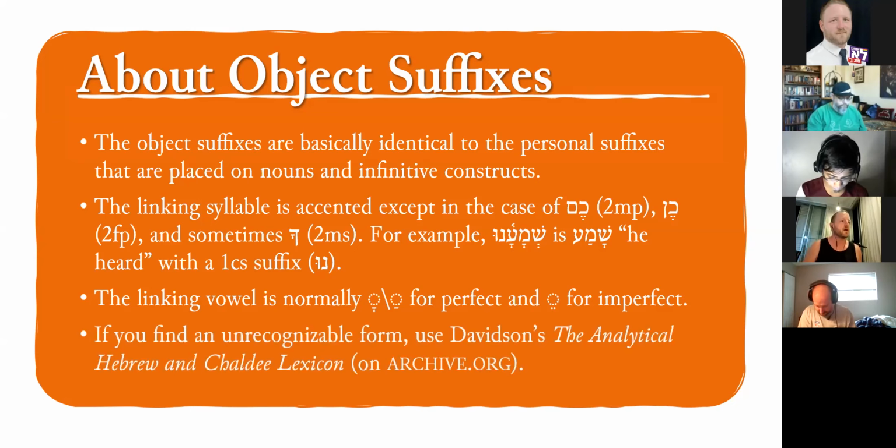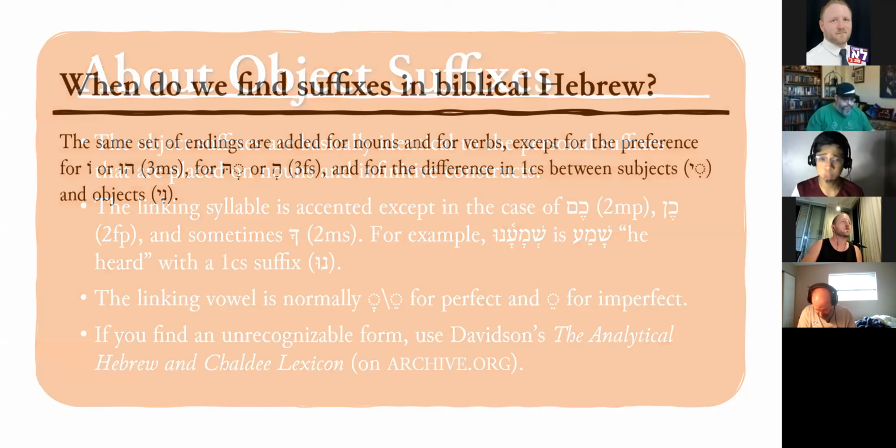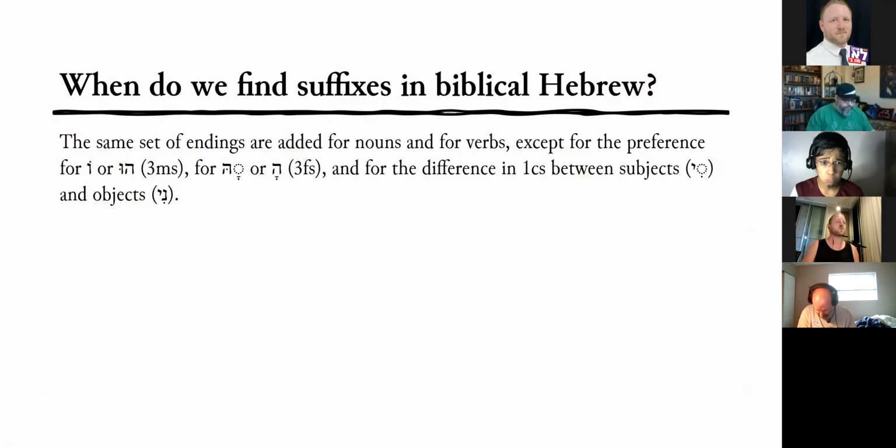Just as a remark, if you run across at any point a form that you don't recognize when you're reading, something that you can use is called the Analytical Hebrew and Chaldee Lexicon. It's available on archive.org. If you want, I can show you how to find it. You just look for the form exactly like it is, and it will parse it for you. It'll break it down for you. Okay? All right, so when do we find suffixes in Biblical Hebrew?